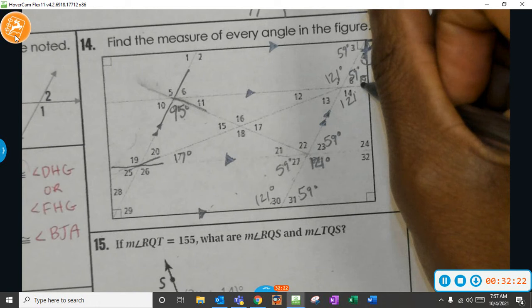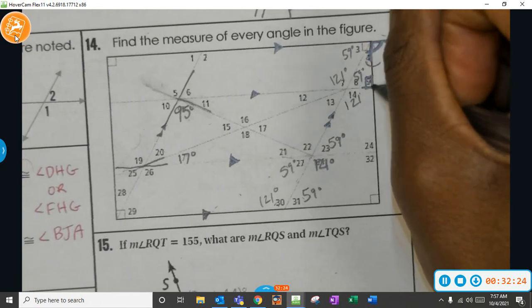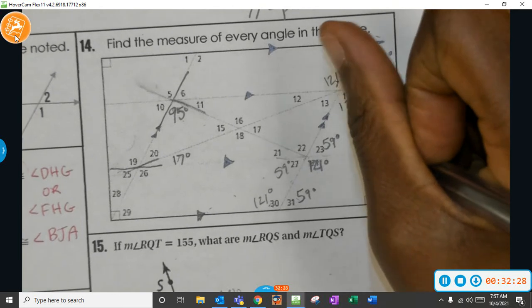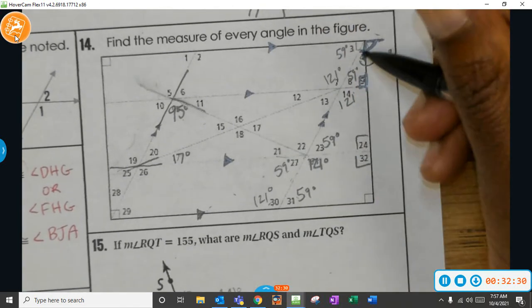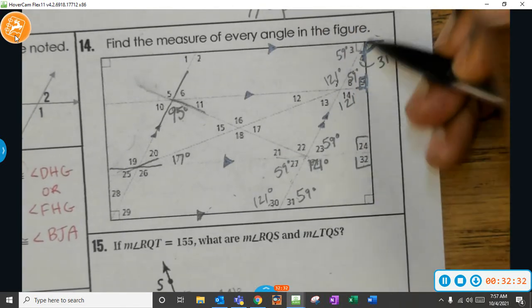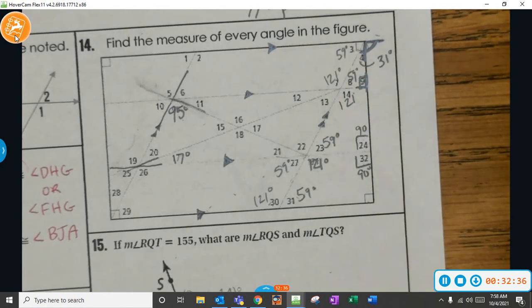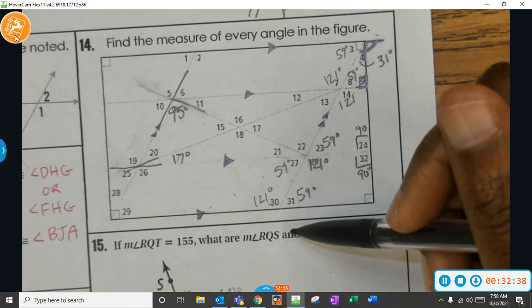And then 9 is a 90-degree box. So you can tell it's perpendicular to this line. So automatically these are 90 degrees here. All these down the line are 90 degrees. Okay, so we got most of this line.